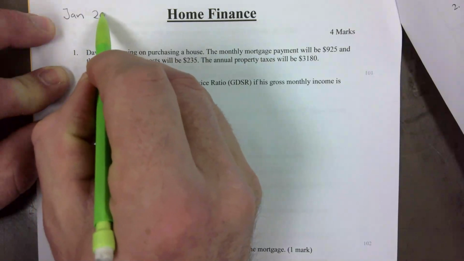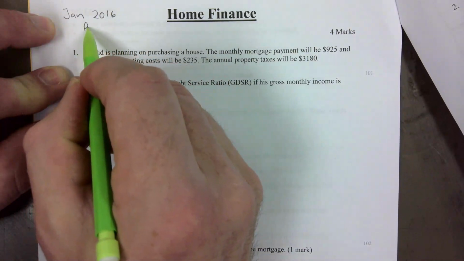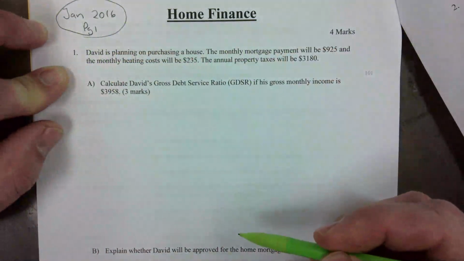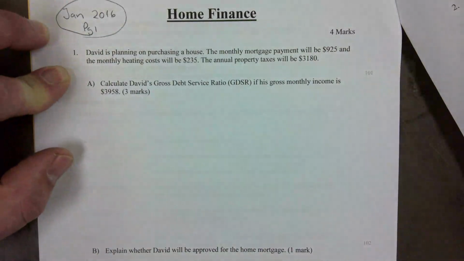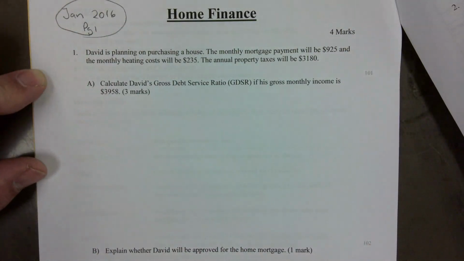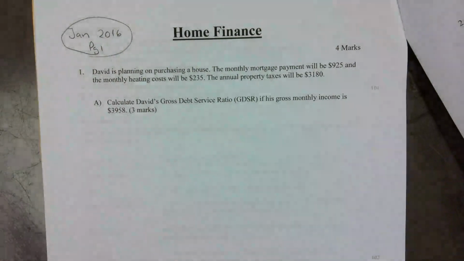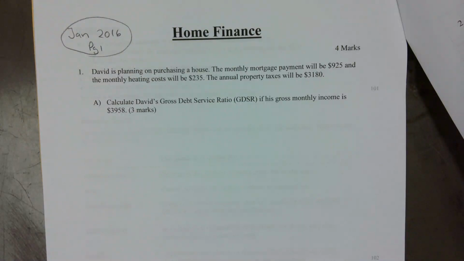January 2016, page 1 for now. So just work on that. Get the GDSR calculated and do B as well. Okay? So January 2016, goldenrod. Take a few minutes. And if you don't have it, there are some copies over there by the card. Not many left, but there's some there.